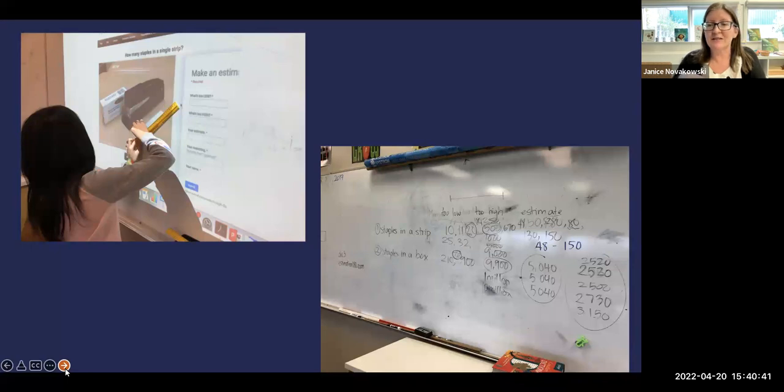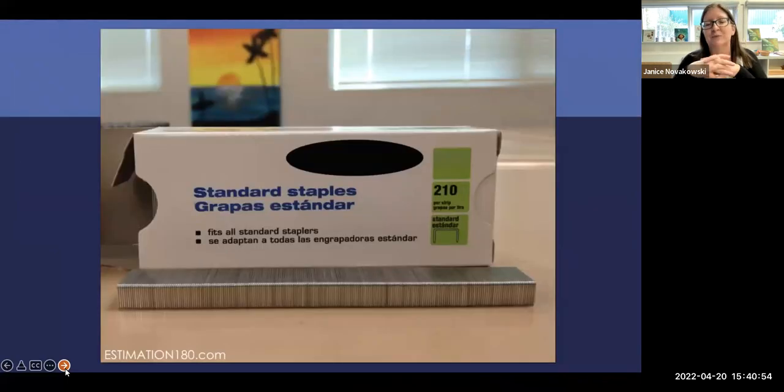And then after the students did that, we had planned to move on to something else, but they were so engaged with this idea of using an image and estimating that we abandoned the lesson that we had planned, the classroom teacher and I. Oh, and there's the reveal. Sorry, that would be the reveal picture that comes up. So you can see it says 210 staples per strip. And then students could figure out how many were in the box as well and do an estimate around that.